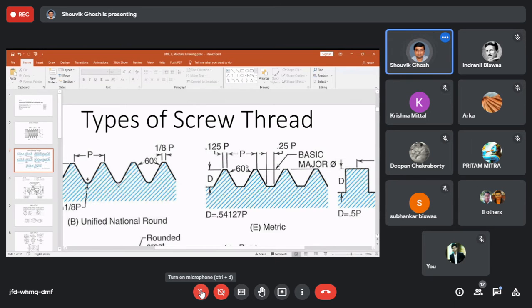Difference is the root. Here it is a rounded root. Here it is 1/4 of the pitch, 0.25p. That is 1/4 of the pitch value. Okay. Angle is obviously 60 degree. And D, you can see the D or depth from the crest and the root is equivalent to this value, 0.54127 p. P is given as pitch.